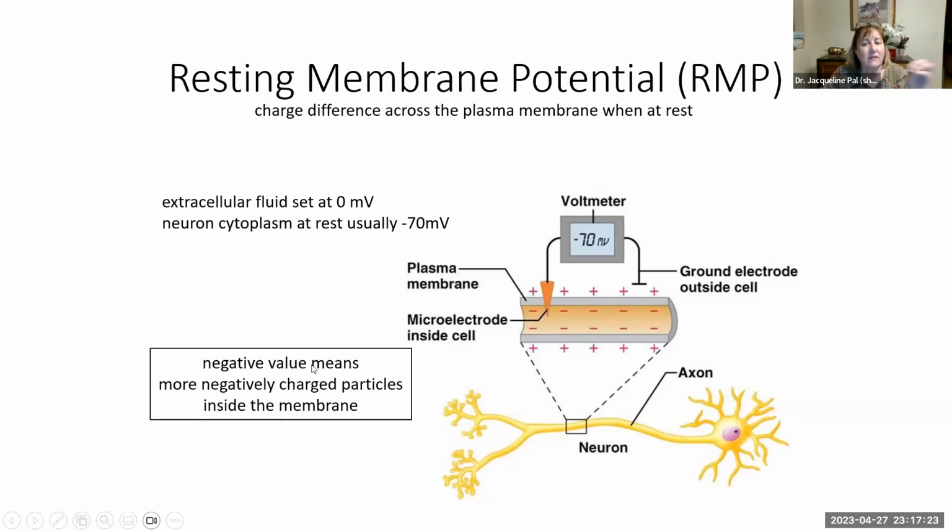So a negative value means there's more negatively charged particles inside the membrane, because that's where the reading is being done, because the outside was automatically set at 0. If the voltmeter was reading positive, that would mean there would be more negatively charged particles outside that cell.